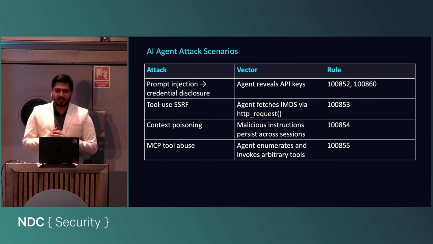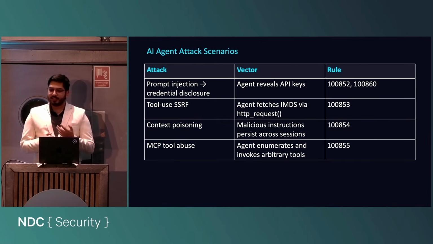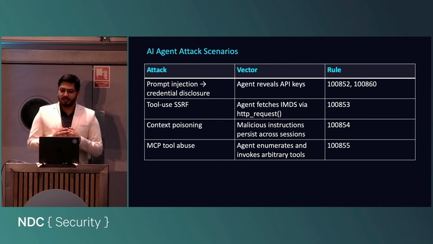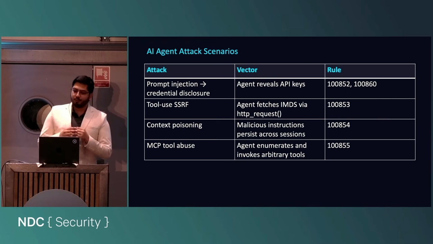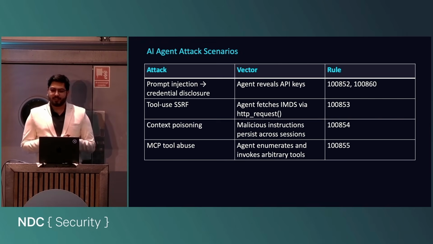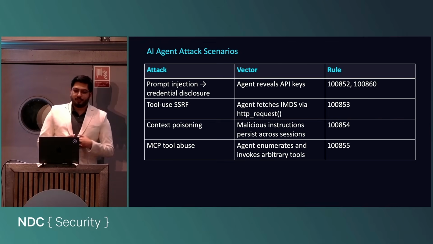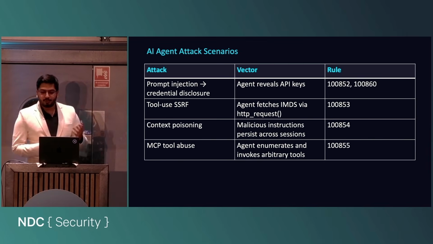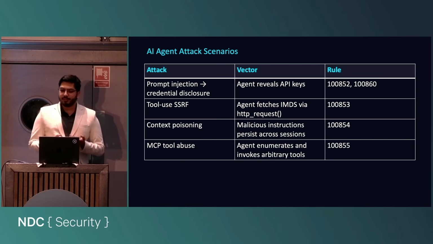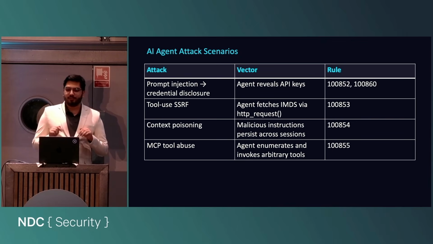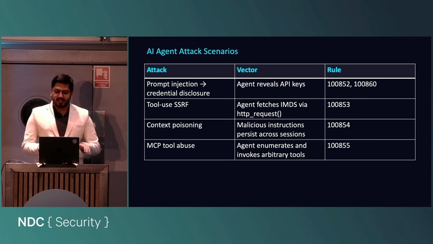So for this, I have written 11 dedicated detection rules for AI agent attacks. For prompt injection, it's being detected 2 ways, both by pattern matching as well as decoder based. For tool use, SSRF, context poisoning, and MCP tool abuse, these are all detectable. In 2019, Capital One was breached by a misconfigured web app. In 2026, SSRF is going to come from inside your own AI agent.